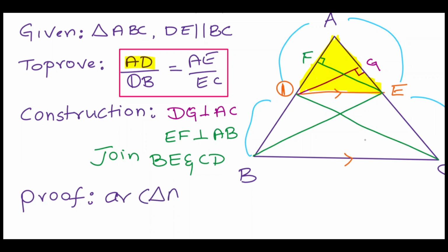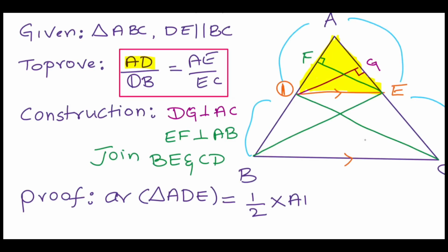Area of triangle ADE is equal to half into base into height. AD is the base. And what is its height? AD is the base, so the height will be from AD to its opposite vertex E. So it is EF.